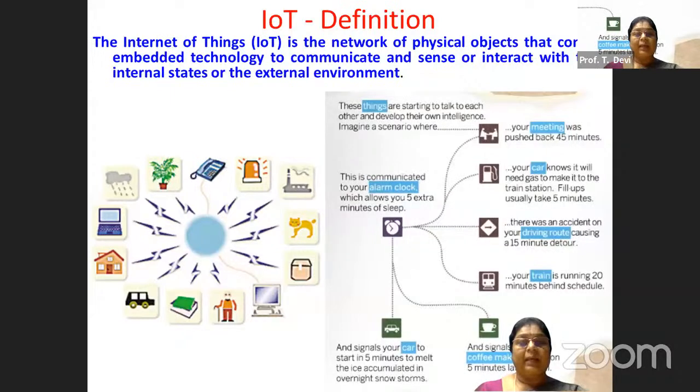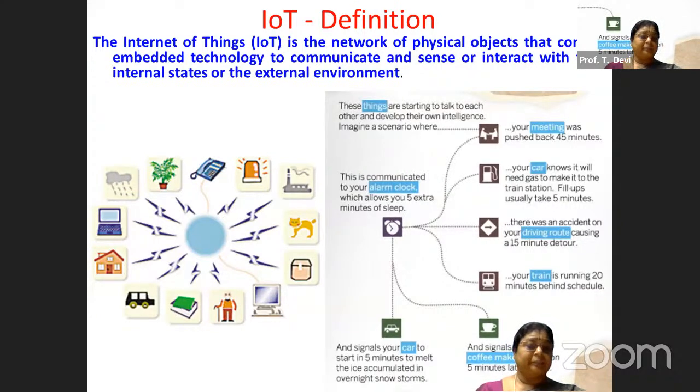Imagine a scenario where your meeting was pushed back 45 minutes. Your car knows it will need gas to make it to the train station. Fill-ups usually take 5 minutes. There was an accident on your driving route causing a 15 minute delay or detour. Your train is running 20 minutes behind schedule. All these signals will be connected and communicated to your alarm clock, where the alarm clock will allow you to sleep an extra 5 minutes, because of the train 20 minutes behind schedule, the detour, and the 45 minutes pushed back meeting. All these equipments will talk to your mobile phone, and the alarm in your mobile phone will allow you to take an extra 5 minutes of sleep.